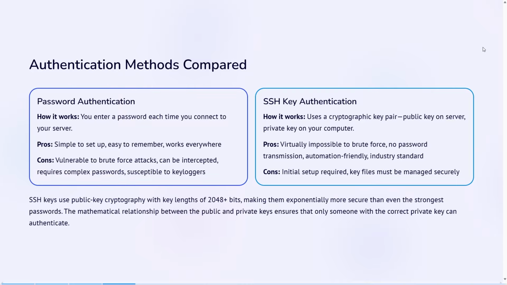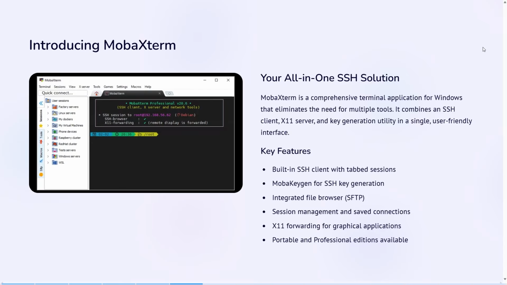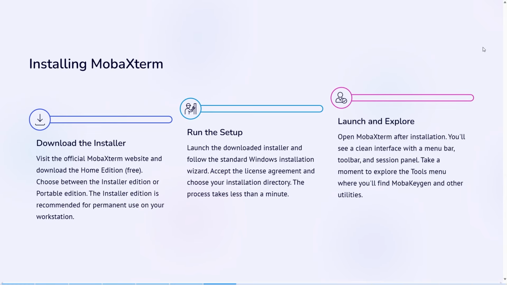So in the authentication method, we have covered that we can either use password authentication or SSH key authentication. Instead of password authentication, we are going to use SSH key authentication because it is more secure. For connecting to the VPS, once it is created, we will be using MobaXterm. Installing MobaXterm is pretty simple, just like any other application. Download the installer, run the setup, and then you're ready to go.